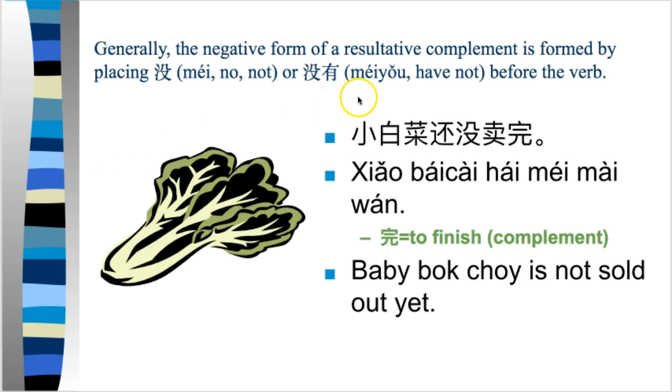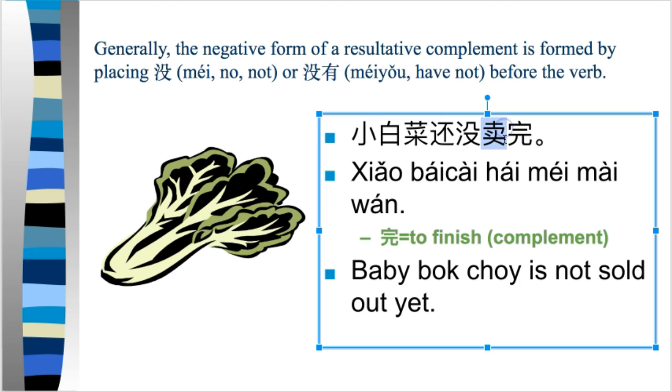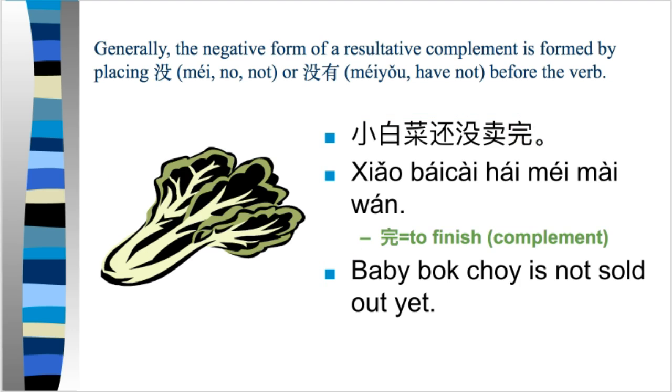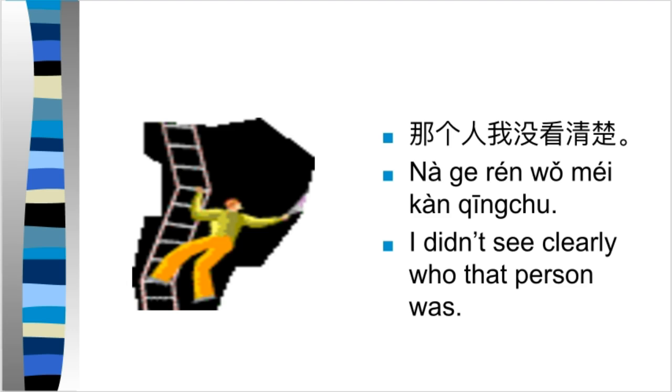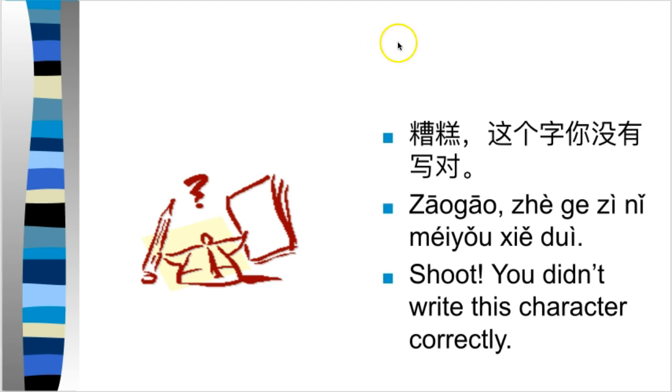Here's another one. 小白菜卖完了. 卖 is to sell. 完 is the result complement to finish. So 小白菜卖完了. It was sold all the way out to finish. 那个人我没有看清楚. 糟糕，这个字你没有写对. This word you wrote wrong.